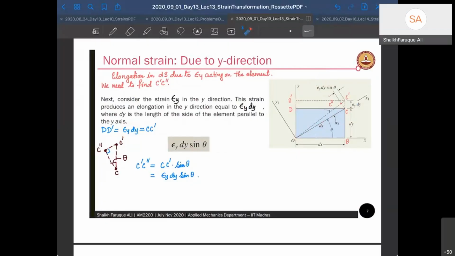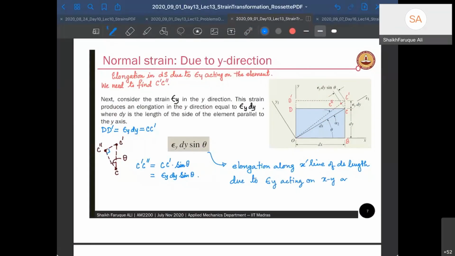So epsilon y dy sine theta is the elongation along the x dash line of ds length due to epsilon y acting on the x dash axis, right?